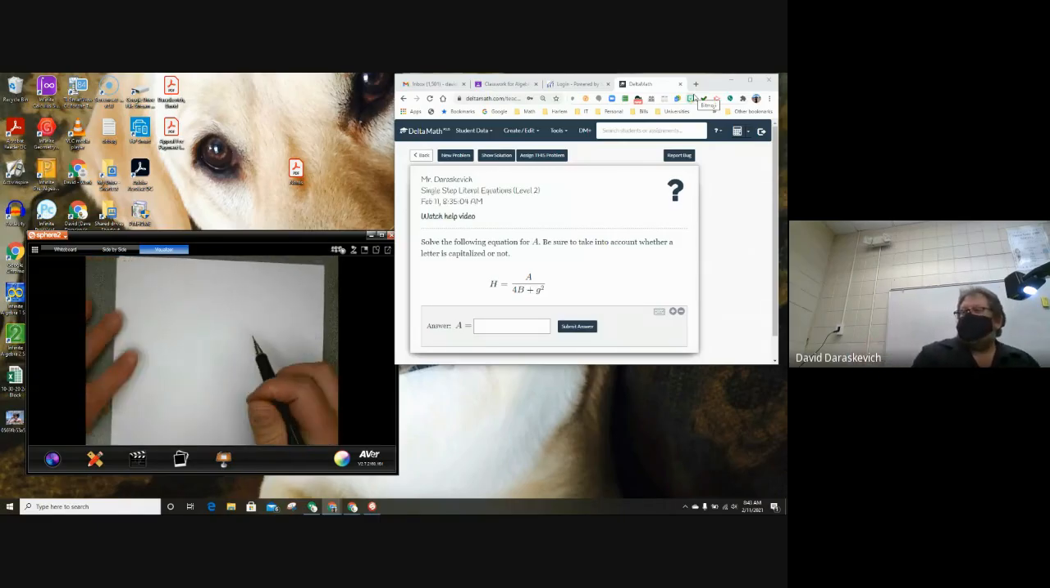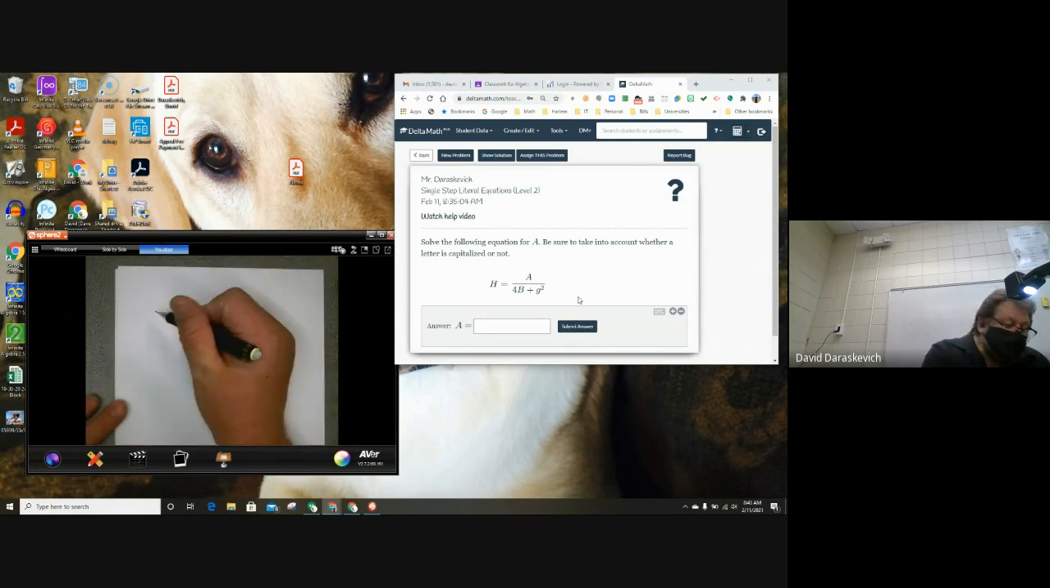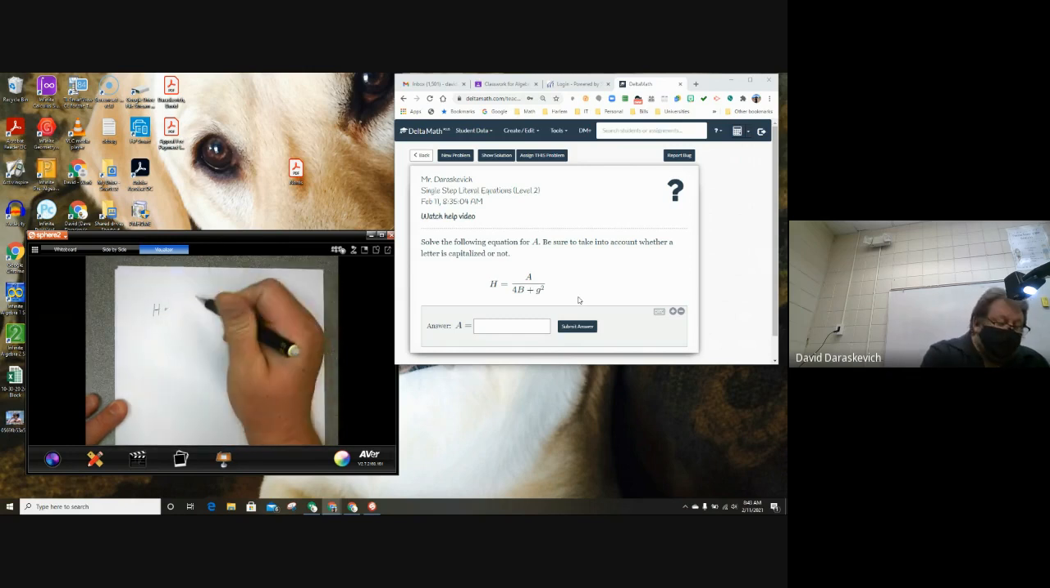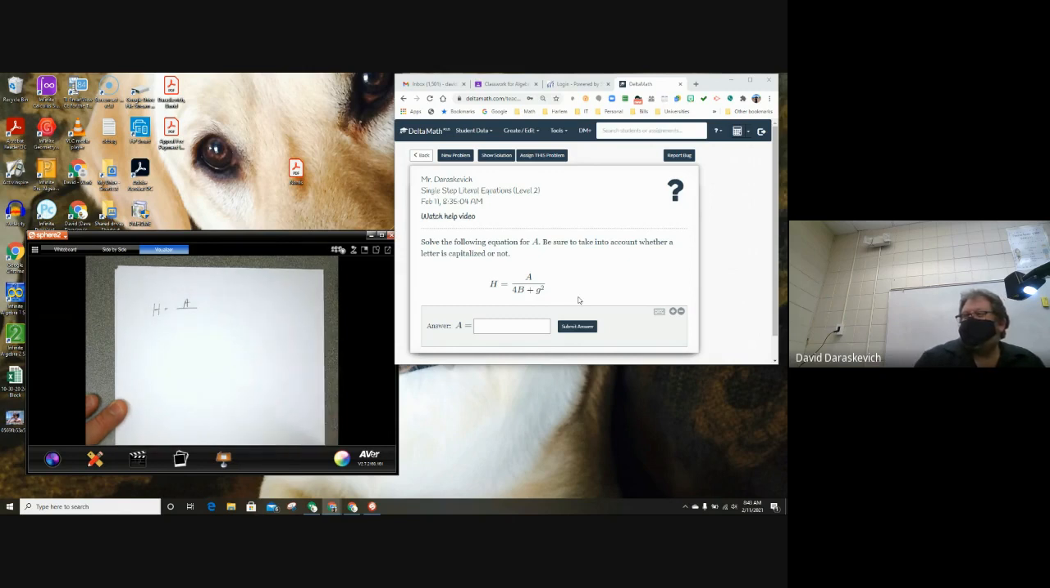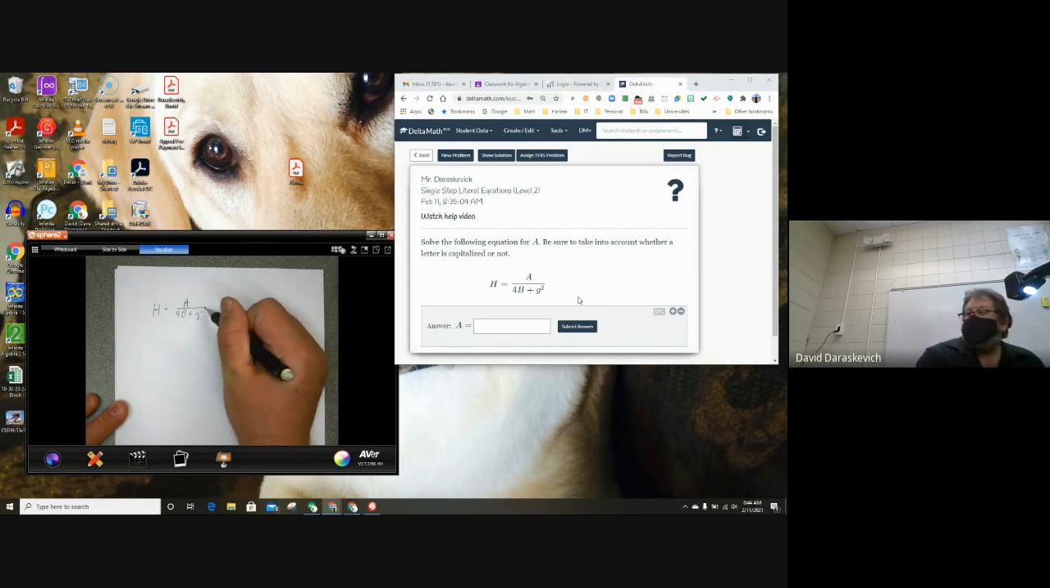Okay, so I pulled up Delta Math, the assignment, and I clicked new problem a couple of times, and I got this problem. It says H equals capital A over 4B plus G squared. Now you guys are seeing both screens, right? And they want us to solve for A.